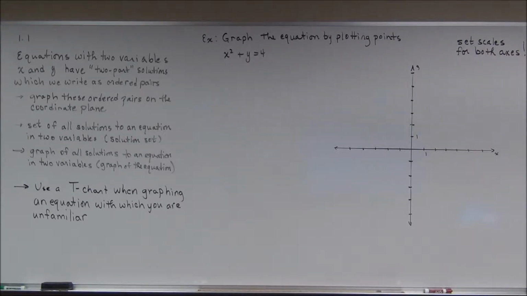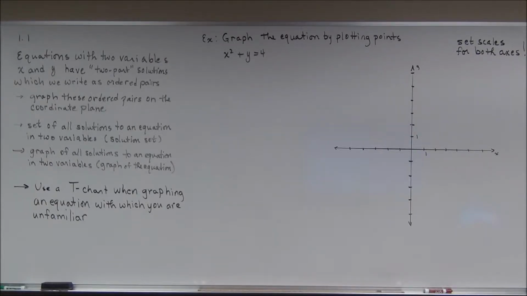We continue in section 1 by looking at equations that have two variables, x and y, as two-part solutions. Now, we write the two-part solutions as ordered pairs, and since most equations in two variables have infinitely many solutions, it's hard to list the solution set by listing ordered pairs. So what we typically do is graph these ordered pairs in the Cartesian plane, or the coordinate axes.